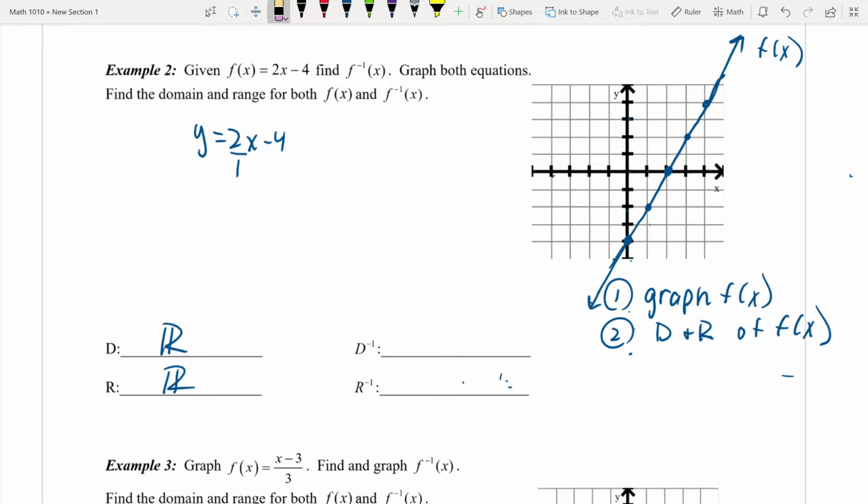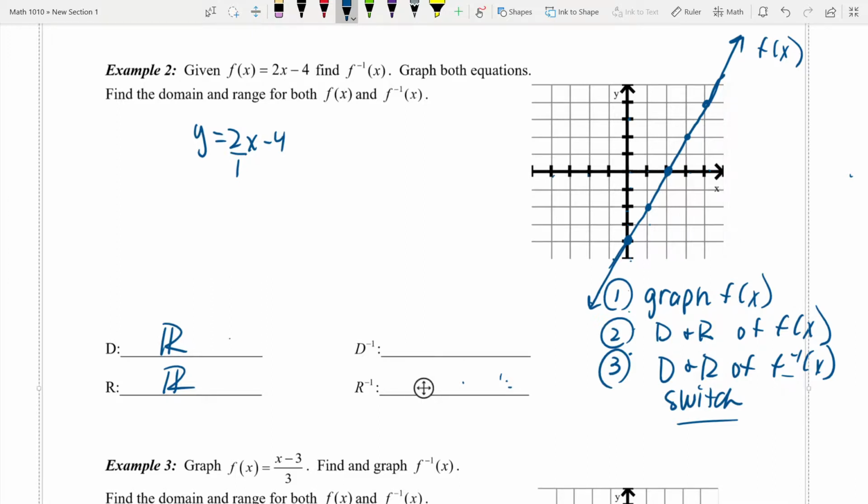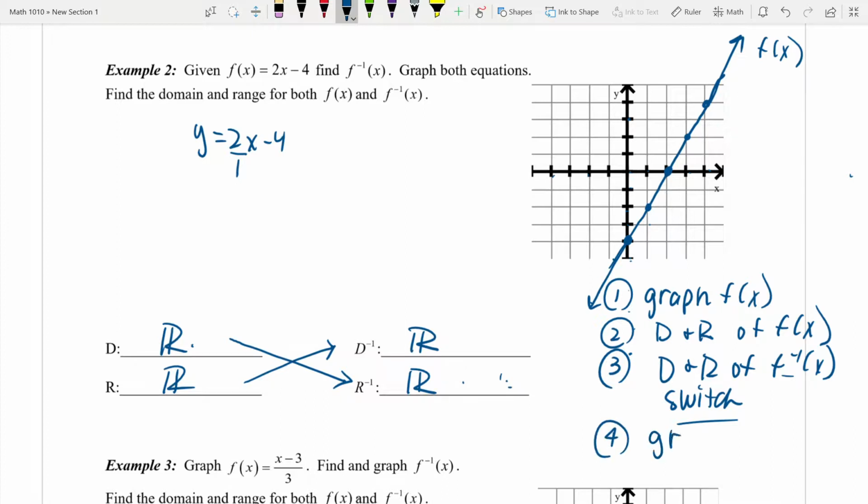Okay, step number 3 is to find the domain and the range of the inverse. And then I want you to put switch. So guys, the domain of the function is always going to be the range of the inverse. So whatever you get here is automatically going to go there. The range of the function is the domain of the inverse. Those are always going to match. Okay? Step number 4, I want you to graph the inverse.